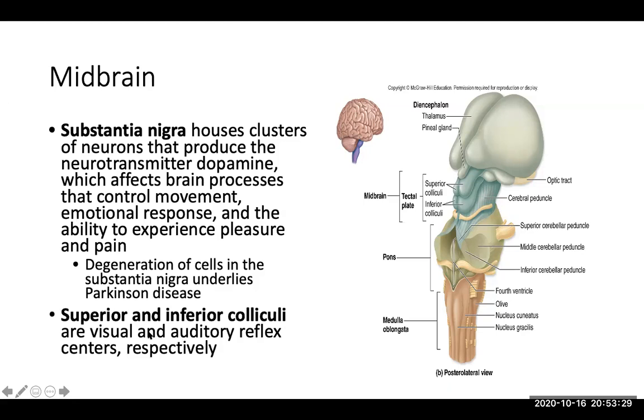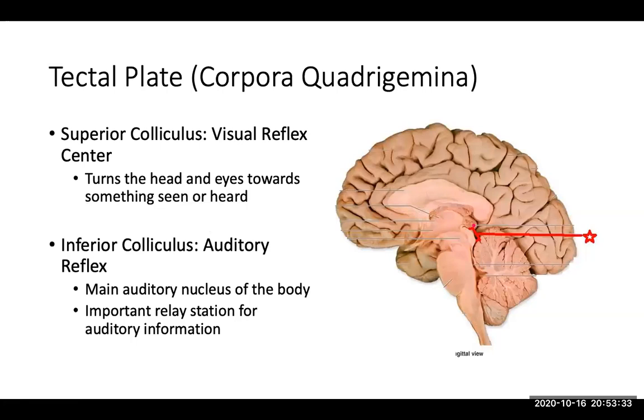These are visual and auditory reflex centers. The tectal plate, also called the corpora quadrigemina, is made up of the superior and inferior colliculus, which are the visual and auditory reflex centers. This will turn the head and the eyes towards something seen or heard, so that's the reflex in the superior colliculus. And the main auditory nucleus, which is the important relay station for auditory information, is in the inferior colliculus.